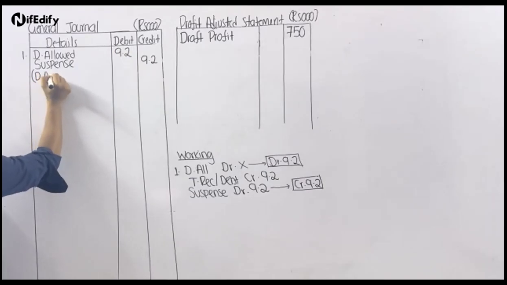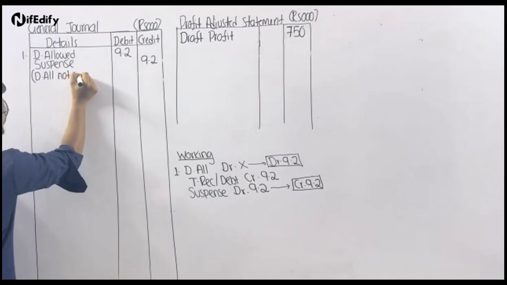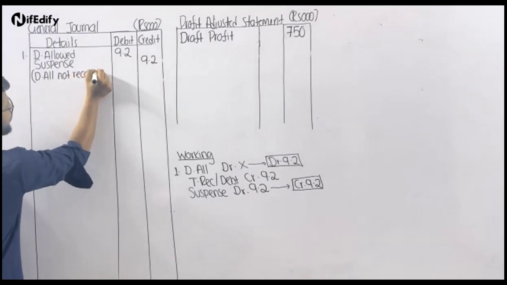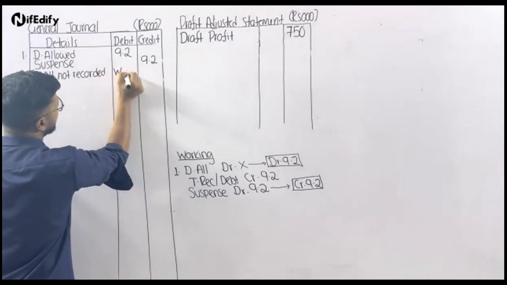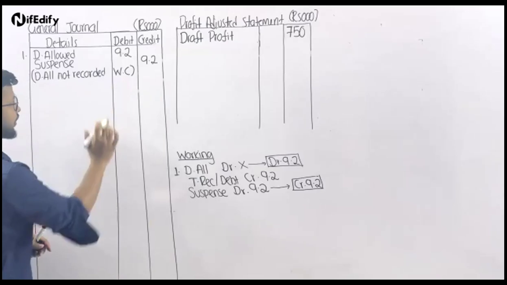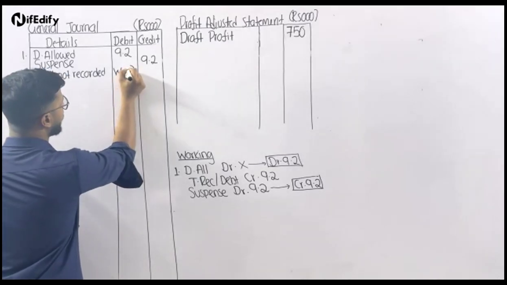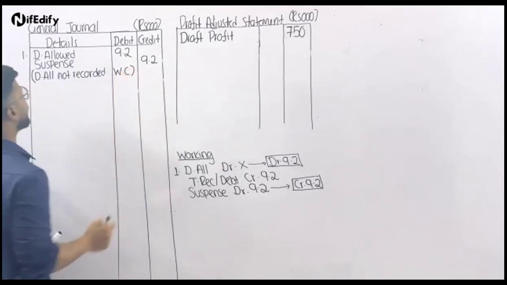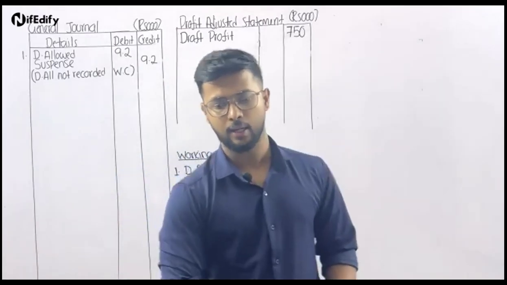Discount allowed not recorded was corrected. Guys, when I say WC, it means was corrected. So discount allowed not recorded was corrected. There you go. That's your answer for the first question.